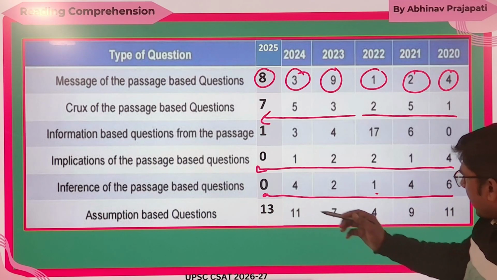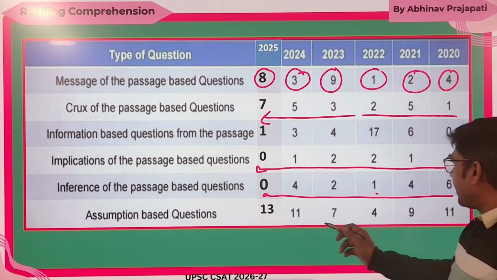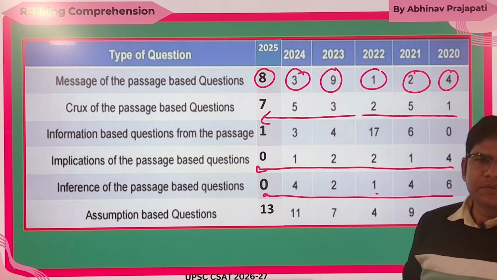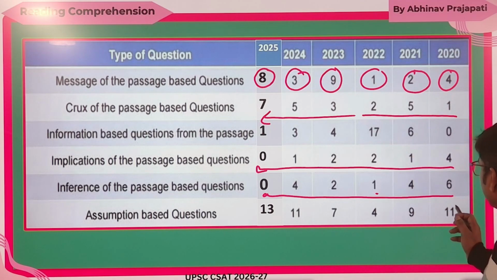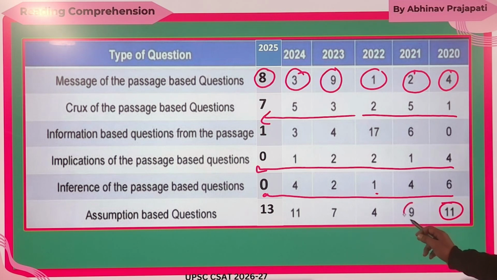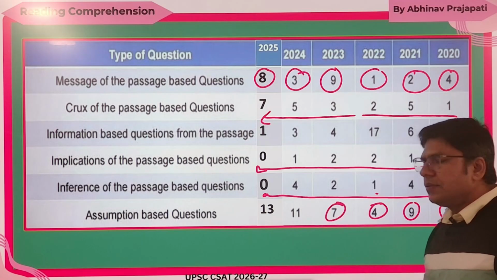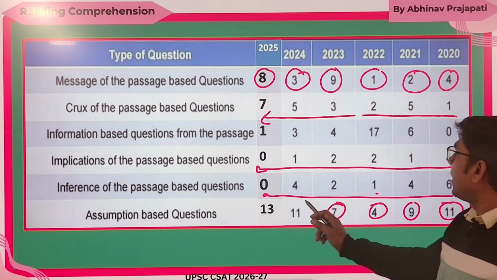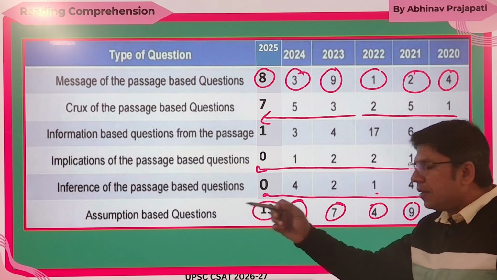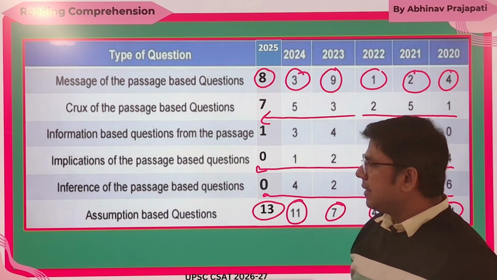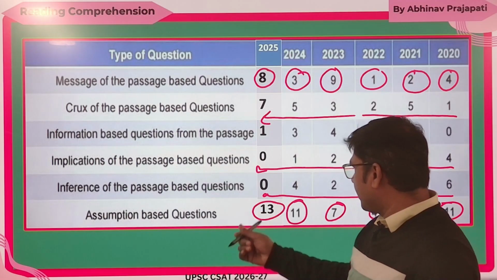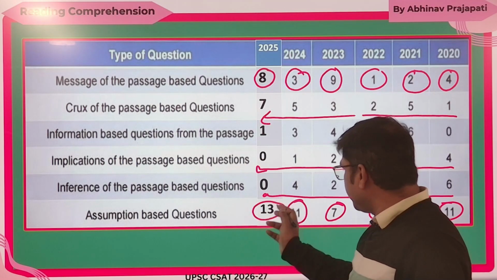And assumption-based, the importance of assumption-based questions is increasing day by day, year by year. In 2020 there were 11 questions, in 21 9 questions, in 22 4 questions, in 23 7 questions, again in 24 11 questions, and in 25 13 questions. So you cannot say that next year in 26 the number of questions will be the same or more than 13.